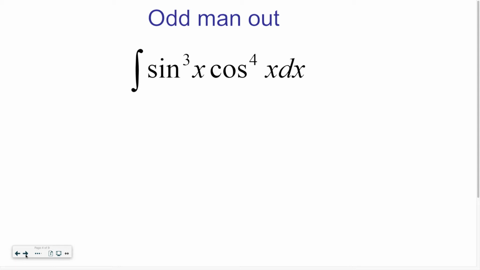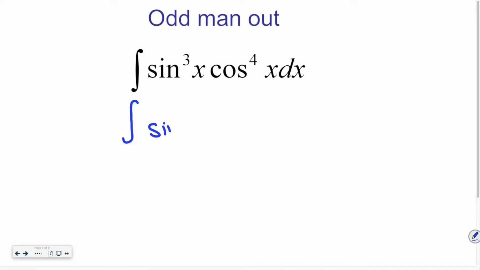My work is right here for this one. Okay? When there's sines and cosines together, I told you to look for which kind of exponent? Odd. Who has the odd exponent? Sine.